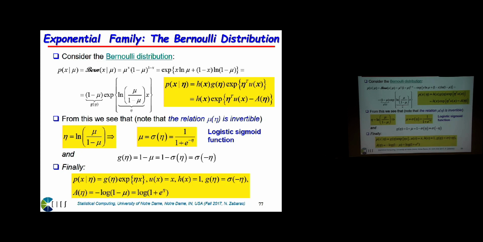So the Bernoulli distribution belongs to the exponential family of distributions. Now, I write basically all the generic symbols that we had here on the bottom to tell you explicitly what every term, h, g and u, is.